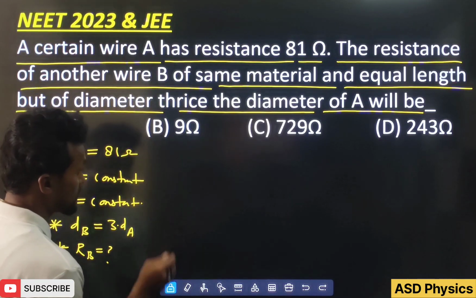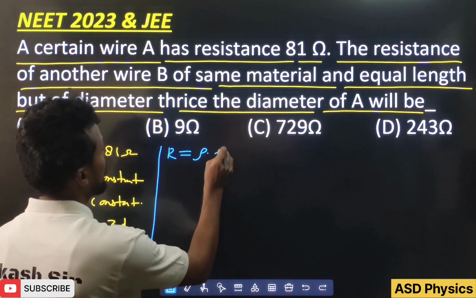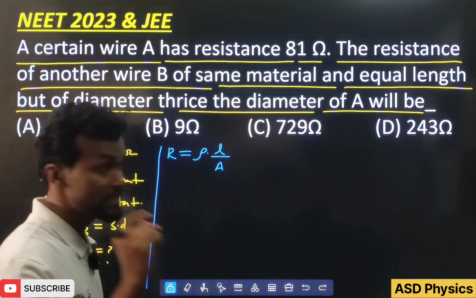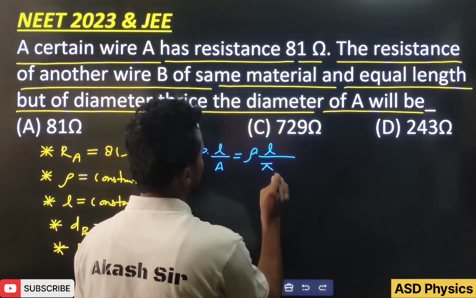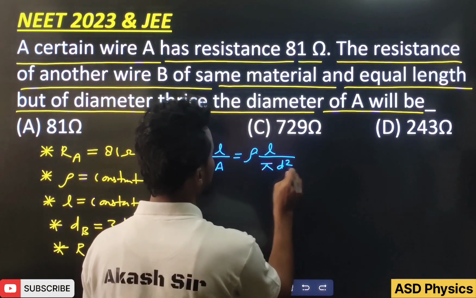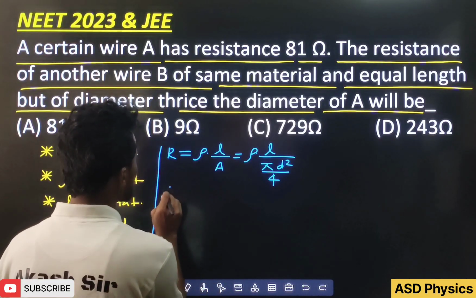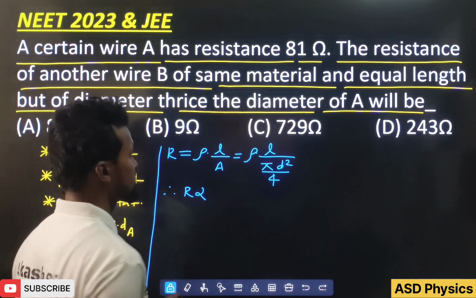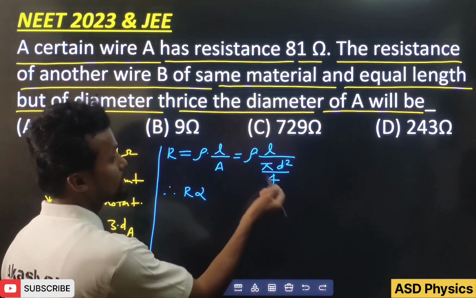Now what we'll do here, remember that this resistance R is given by rho L by A. Area means pi R square. If I write in terms of diameter, it will become pi D square by 4, because R equal to D by 2. So from here I can write that R is directly proportional to, rho is constant, L is constant, pi by 4 is constant.